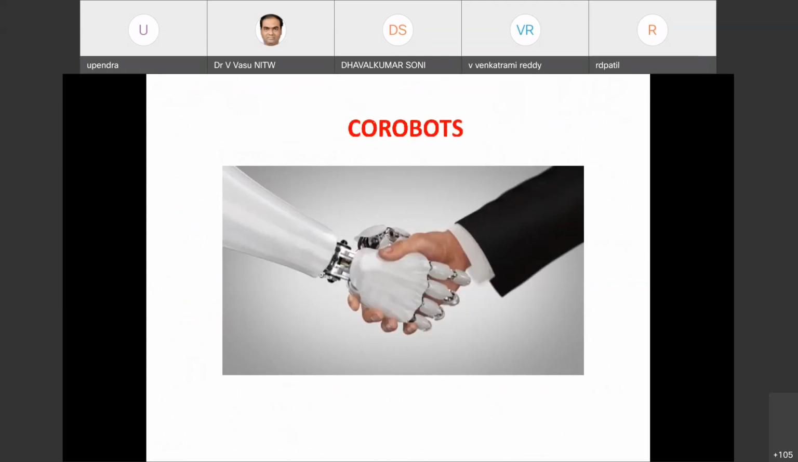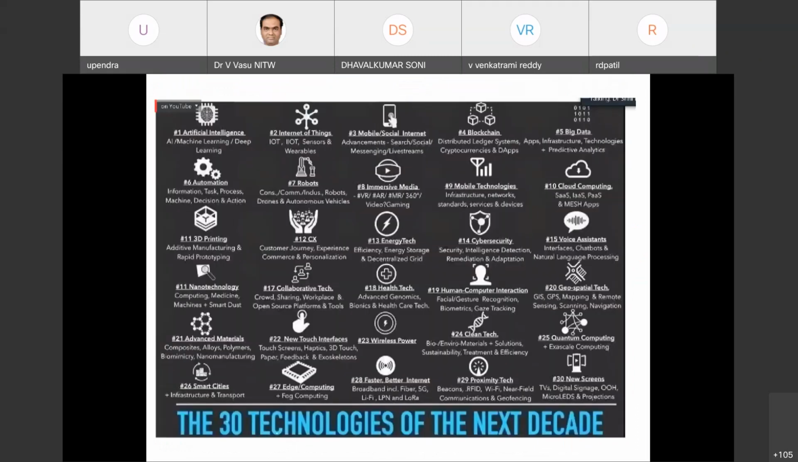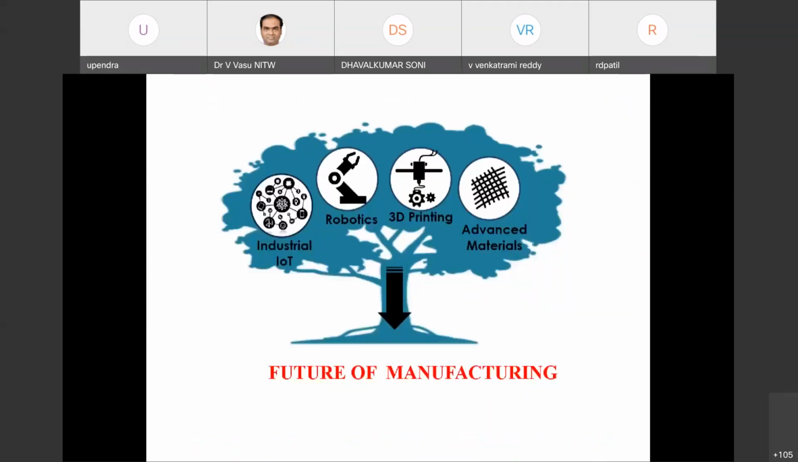And this is how the cobots, both human and machine, have to work together. And these are all the technologies which are going to be important for the next 10 decades. These are the 10 important technologies which you are going to require.